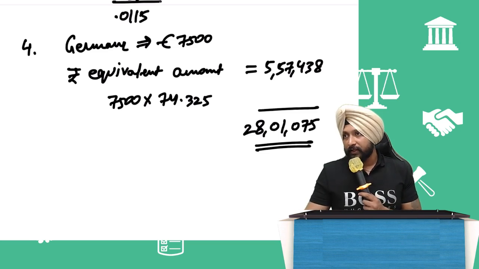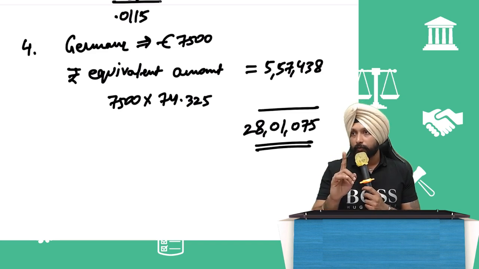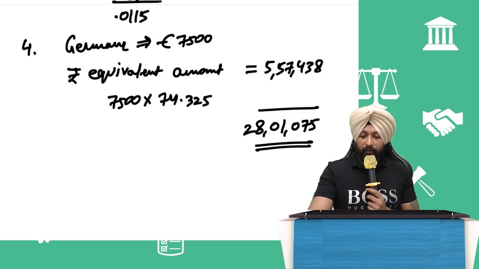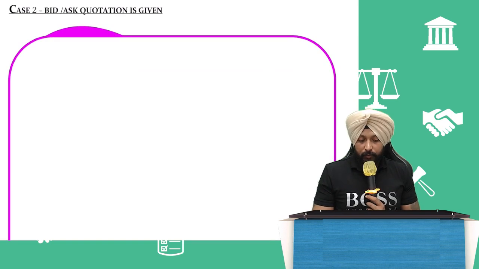This is what we have discussed about rules of conversion when a single rate is given to you. But what if they give you the bid and ask rate? If they give us the bid and ask rates, then how do we proceed? Okay, that is our next point of discussion.